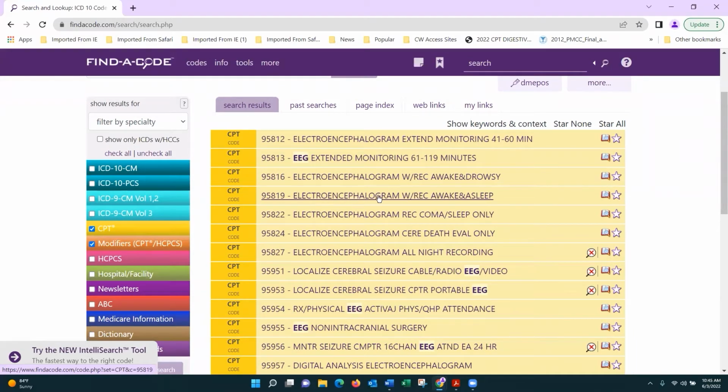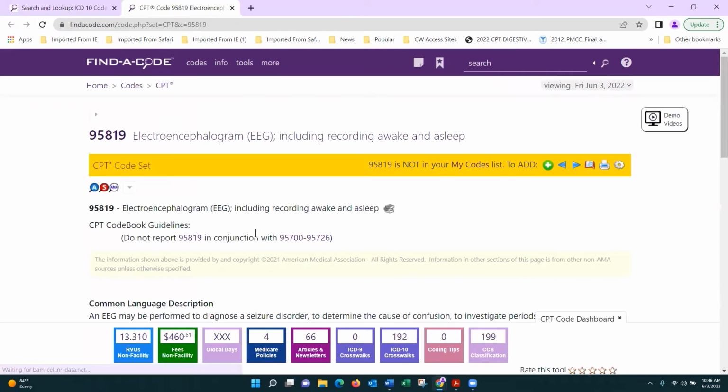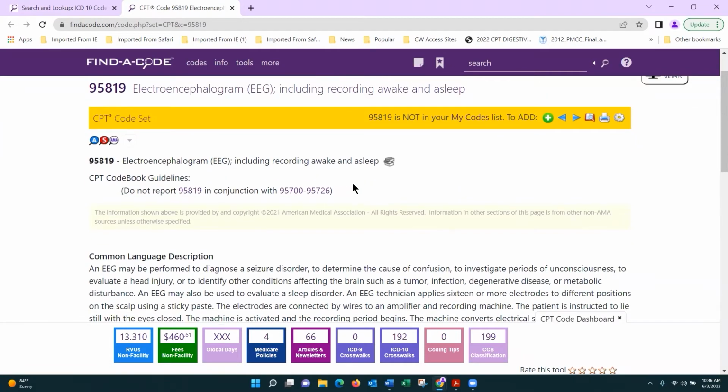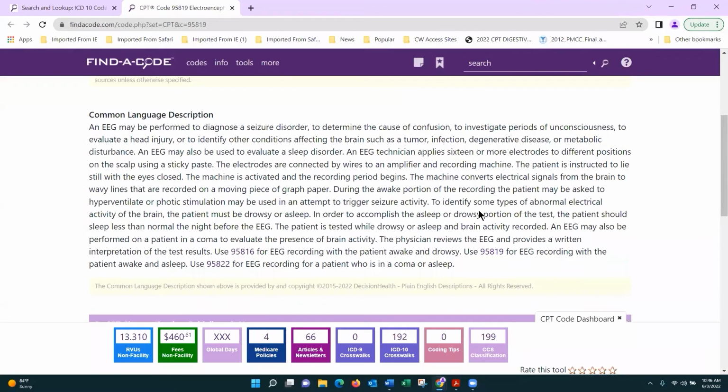We have an electroencephalogram, EEG, with a recording awake and asleep. If you keep reading, you will see that these other code descriptions are not applicable. They are not what was done with our patient. So we'll open this one up. It's pretty simple. It's an EEG recording awake and asleep, which is what we've got here. We do have an instructional note here, and then we have this common language description.